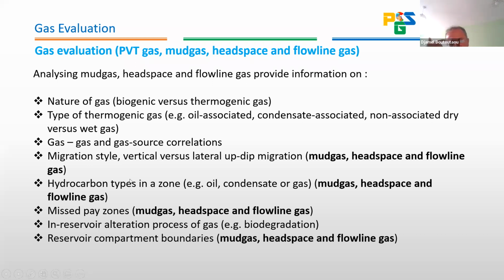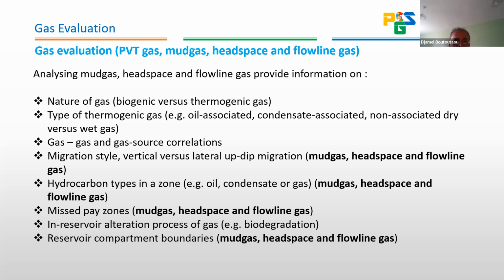We can perform gas-gas correlations. By looking at the headspace, mud gas, or flow line gas data, we can determine the migration style, whether it's vertical at the well location or lateral up dip. We can determine different types of hydrocarbon zones, so we can delimit the zones. We can say here we've got an oil zone, dry gas, wet gas, a condensate zone, etc.